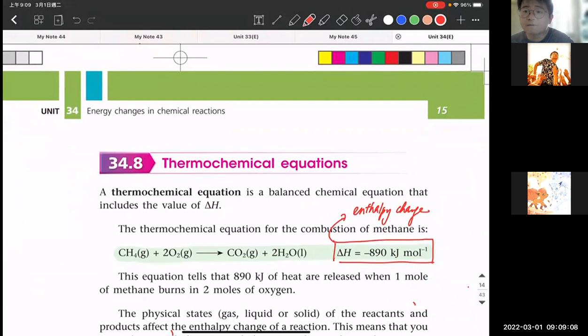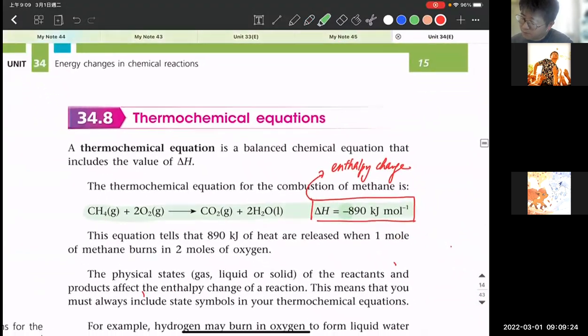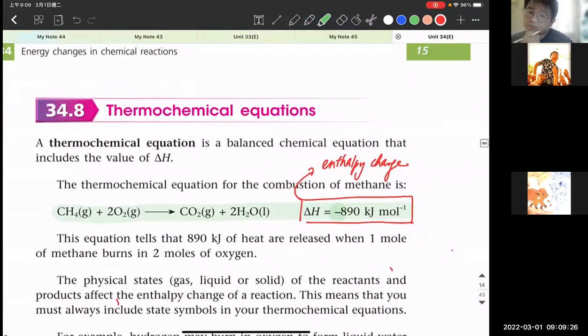Do you know? Wang Zhenhei, what does the sign tell you? This reaction, is it exothermic or endothermic? Okay, some students have said it is exothermic.